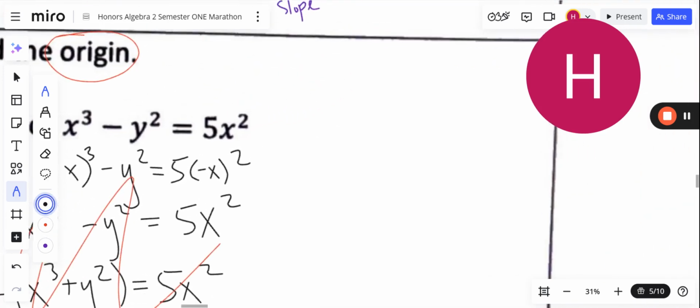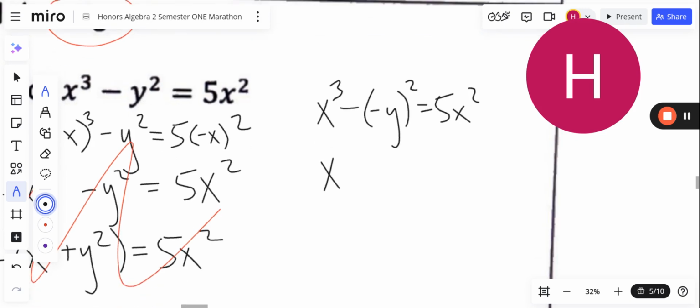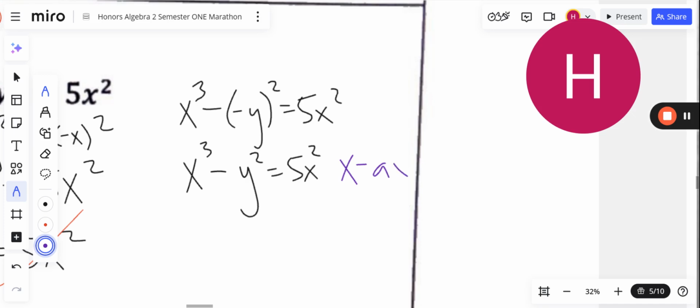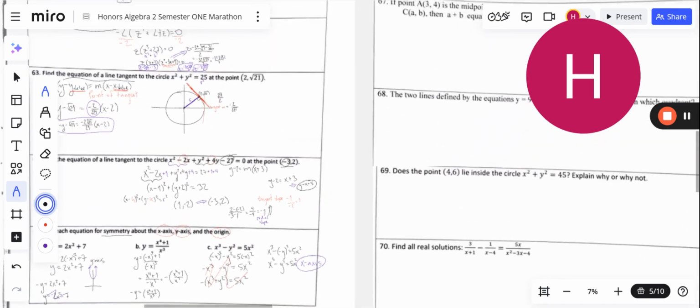Let's plug in negative y. If we do x cubed minus negative y squared equals 5x squared, this one does change to a positive, which is the original graph. So this one has x-axis symmetry. Okay, that was a nice little exercise.